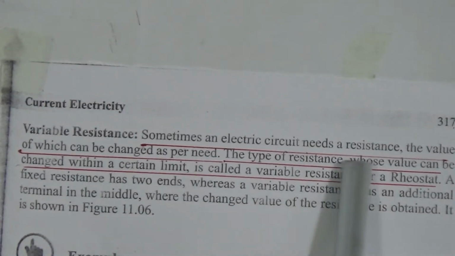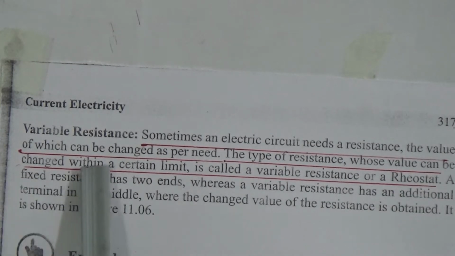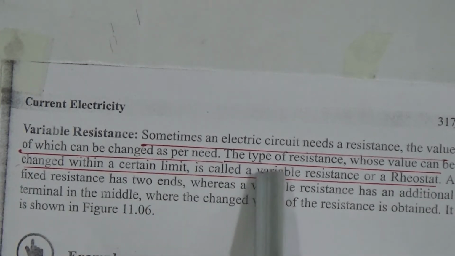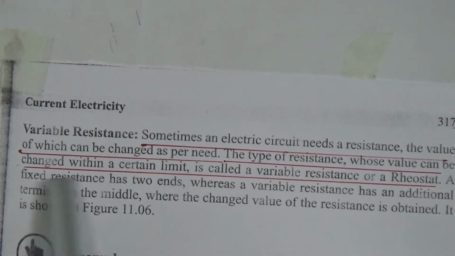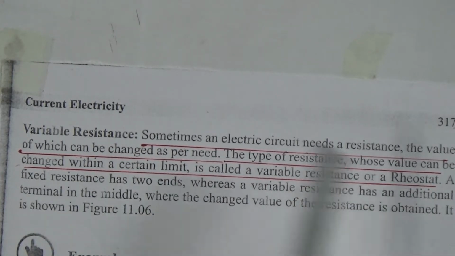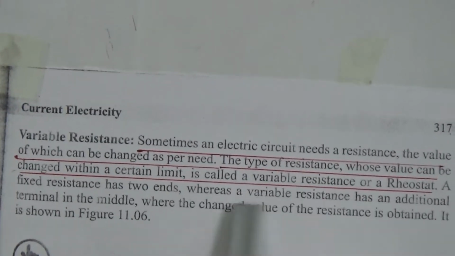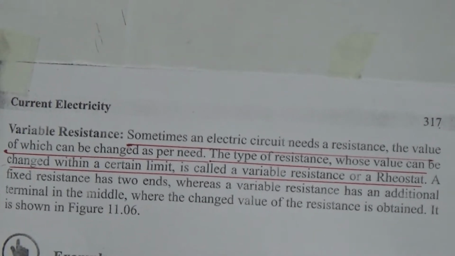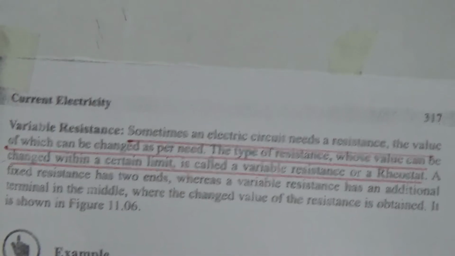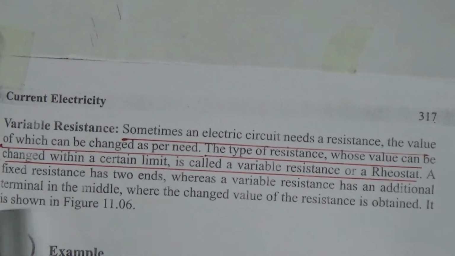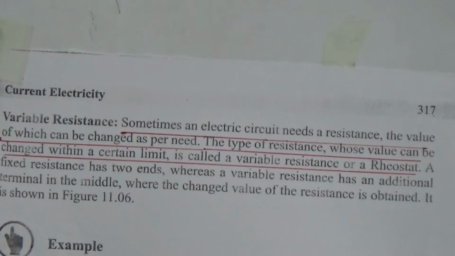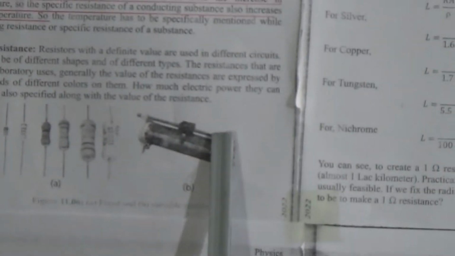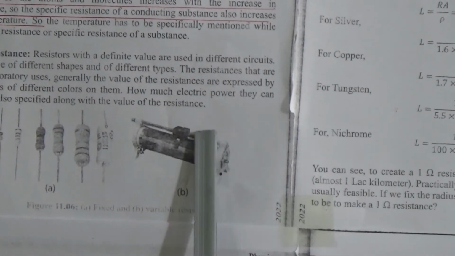Sometimes an electric circuit needs a resistance, the value of which can be changed as per need. So this type of resistance whose value can be changed within a certain limit is called variable resistance. My dear students, this is the figure of a variable resistance. The fixed resistance has 2 ends, and the variable resistance has an additional terminal in the middle. This is the middle terminal, the additional terminal where we can change the resistance.